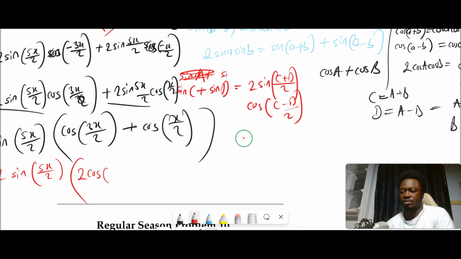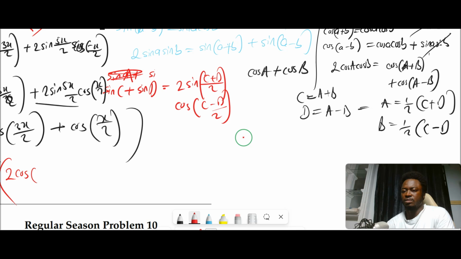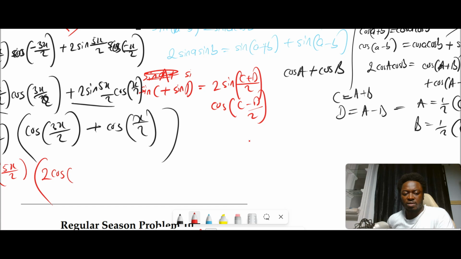So let's be sure. Cosine of A plus cosine of B, so that will be C. C plus D over 2 and C minus D over 2, C minus D divided by 2. Yes.